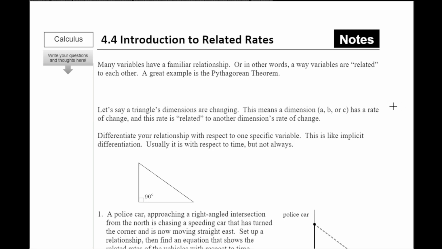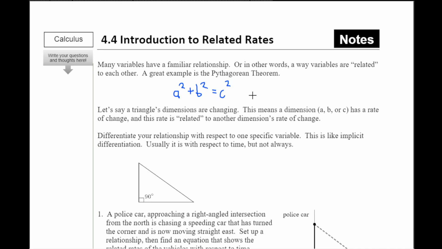Introduction to related rates. So many variables have a familiar relationship. In other words, a way variables are related to each other. An example of this is the Pythagorean theorem: a squared plus b squared is equal to c squared.